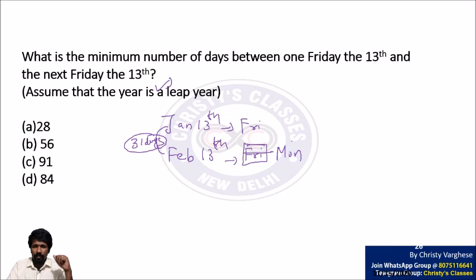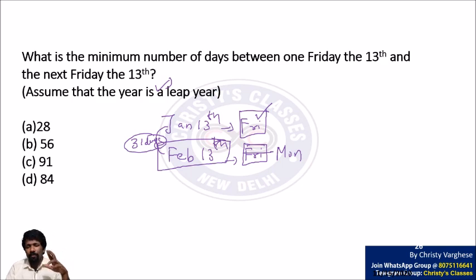This is going to be a Monday. So definitely 31 cannot be the answer, or minimum number of days between one Friday the 13th and the next means February 13 is not a Friday if Jan 13 is a Friday. We are assuming that Jan 13 is a Friday and checking whether Feb 13 can be a Friday or not. Feb 13 cannot be a Friday because there are 31 days.